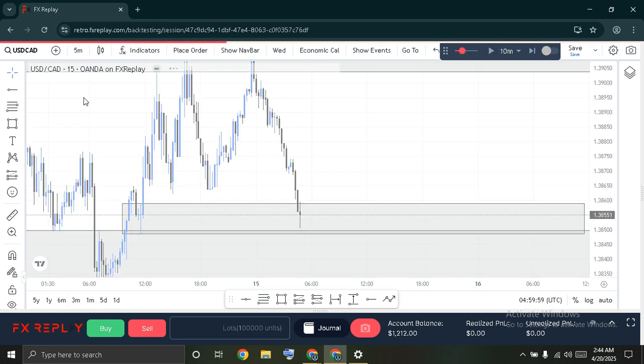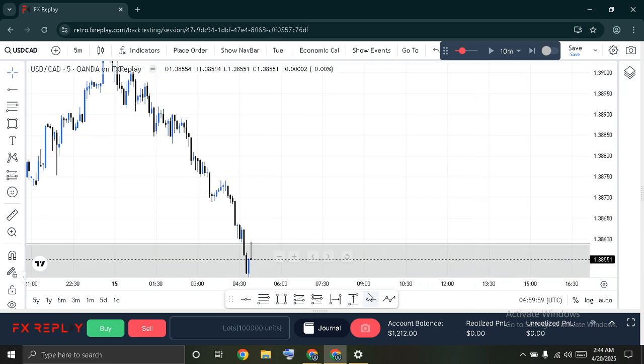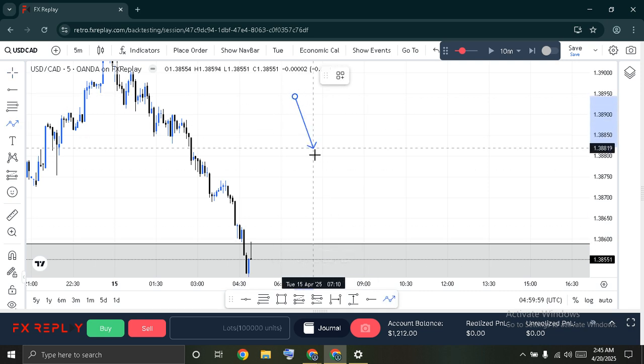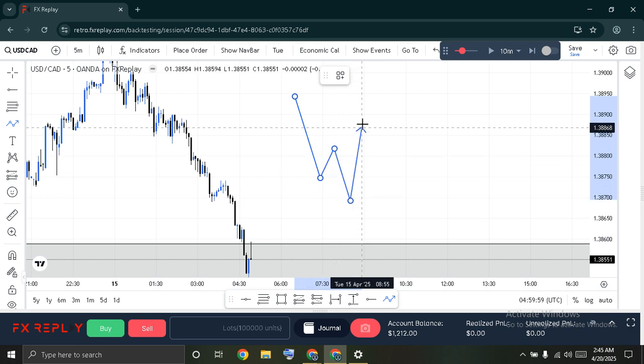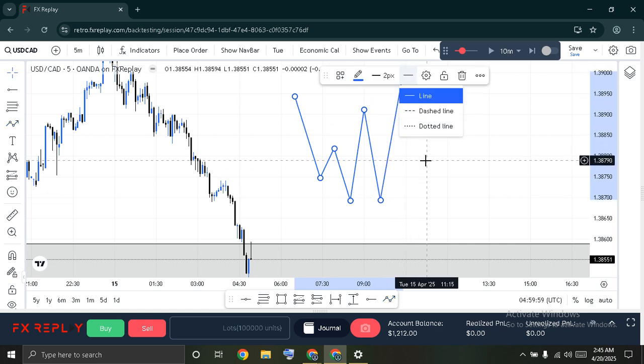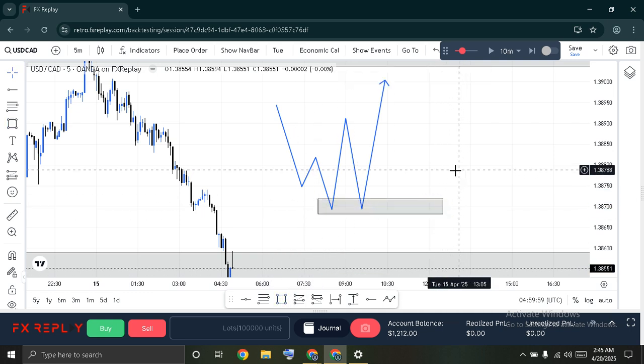Anyways, M5 is usually my entry time frame, and in M5, I want something like this. Price coming from here, creating this high, creating this low, break this high. It's an entry for me. This is my first entry. Will take off here.